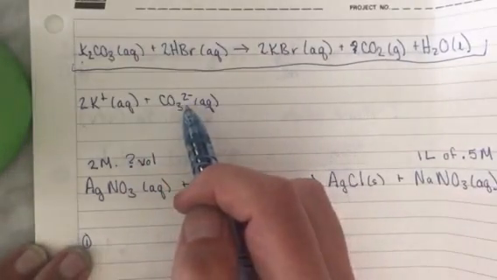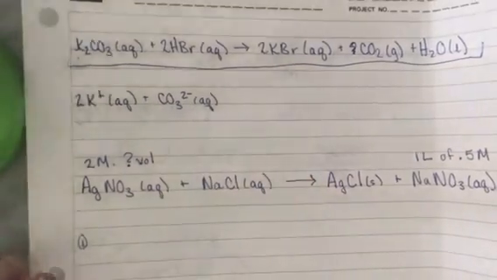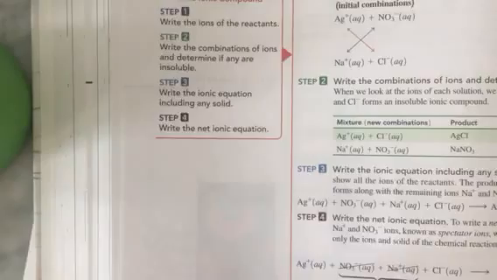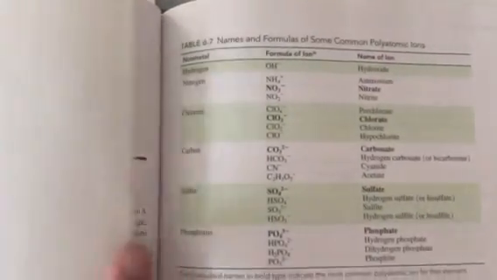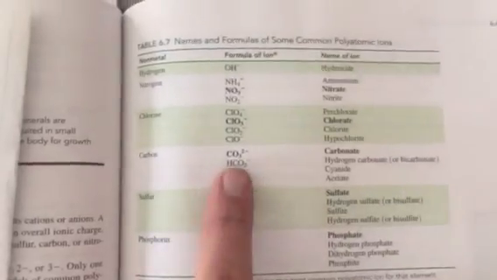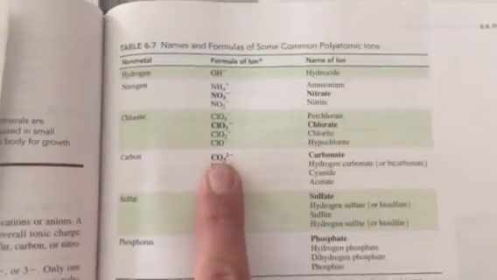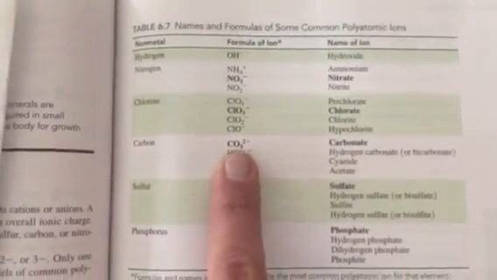So let me take a side note here. I know what the charge is on this carbonate ion because, forever and always, table 6.7 is going to be helpful. It tells me my polyatomic ions, and there's my carbonate, and it tells me what the charge is on it. Okay, I've told you guys about this one before. You're going to continue to need it.